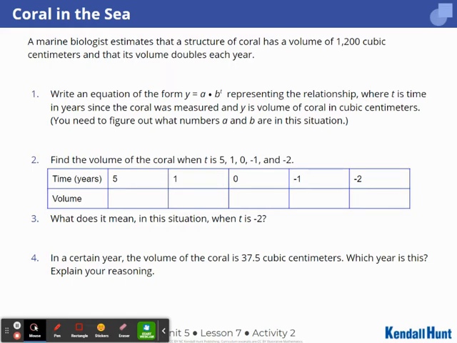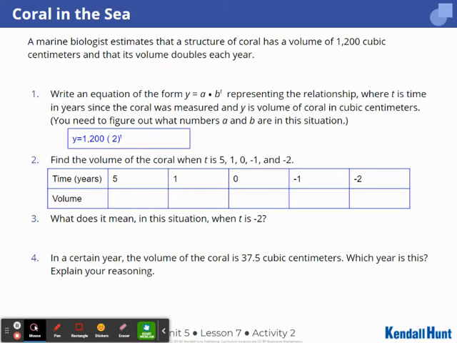All right, so let's look at a problem. We have a marine biologist that estimates the volume of coral, and it's 1,200 cubic centimeters, and they notice that it doubles every year. So we need to write an equation in the form of y equals a times b to the power of t to represent this relationship. Remember that a is always your initial value, and b is your growth factor. So in this problem, our initial value is 1,200 cubic centimeters, and it's doubling every year, so 2 is our growth factor. So we're going to have y equals 1,200 times 2 to the power of t.